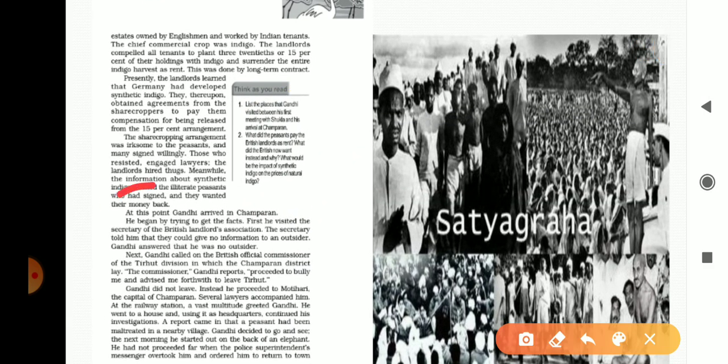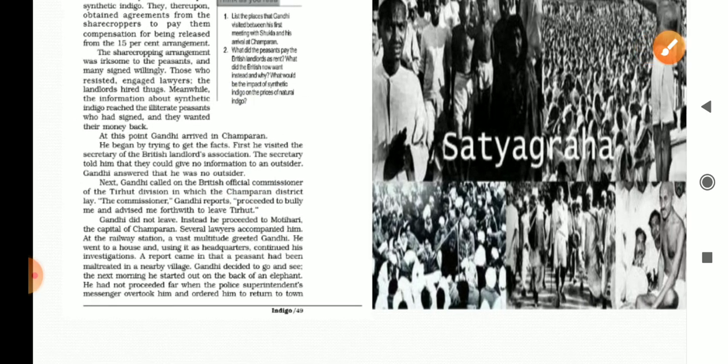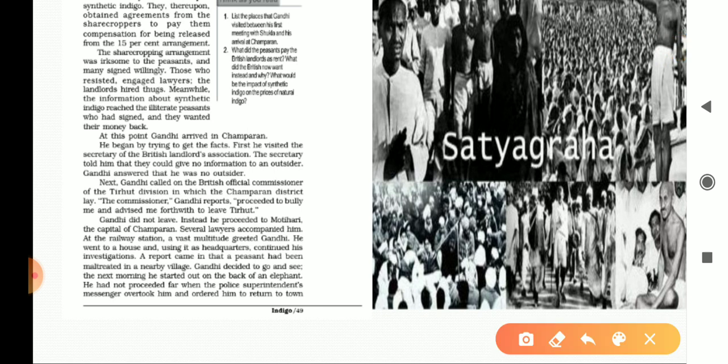You look at the sentence, at this point, Gandhiji arrived in Champaran. Now, children, Gandhiji was one such person who did everything with great planning. So, here also, Gandhiji decided to collect all the information pertaining to this issue. So, first of all, he went to meet the secretary of British Landlords Association. But the secretary refused to give him any information, saying that he was an outsider.